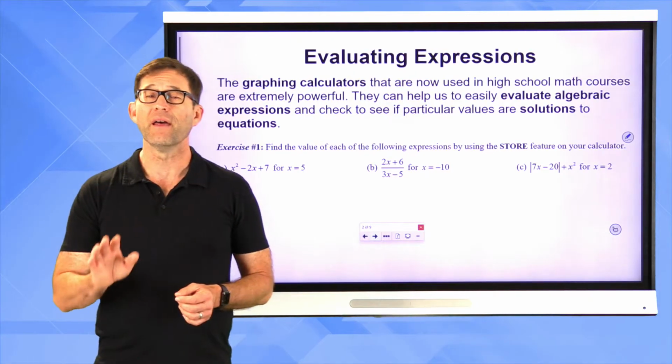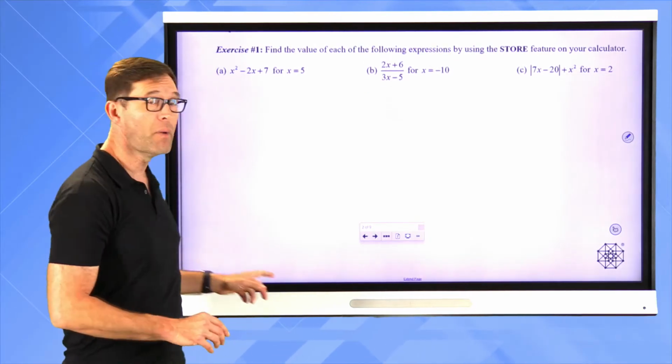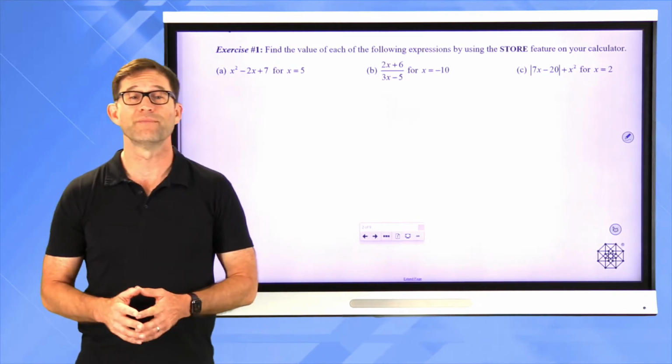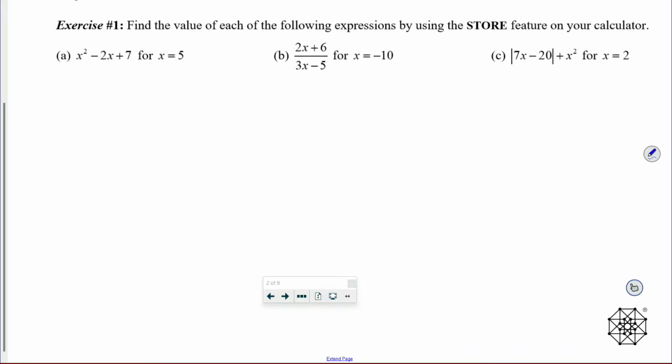So right away, let's see how easy it is to have a calculator come up with the value of an expression in exercise 1, letter A. Find the value of each of the following expressions by using the store feature on your calculator. Letter A, x squared minus 2x plus 7 for x equals 5.